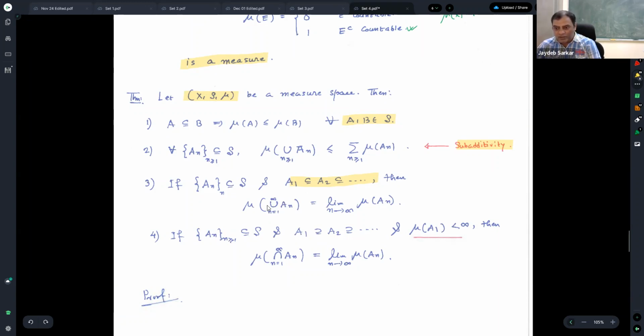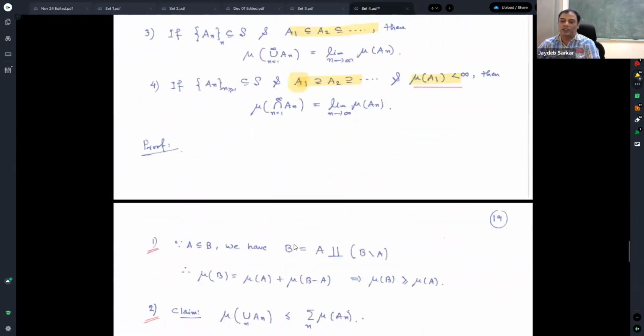If you take the same type but decreasing, then taking the union doesn't make sense, so taking the intersection makes sense. There also, the measure of the intersection is the limit of mu of An. However, you need to assume the measure of the large set, the big one, is finite. If it is not finite, it is not true. Okay, so these are the 4 statements. They are very useful, and you're going to use them often. So keep this in mind, and I'll give you a proof.